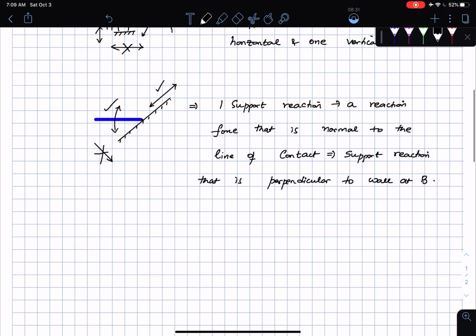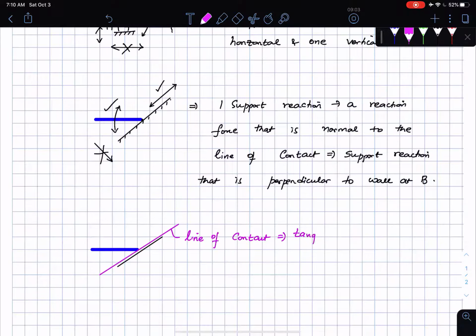Okay, let's say what is meant by line of contact. So let's say that I have some kind of this wall here, right? And then I have this little piece of the beam. I just draw it here. What is my line of contact? If I draw that line, I'm going to draw this in a different color. Okay, so this line here, which is passing through the contact point, is called as the line of contact. Okay, this is essentially tangent to the contact point, tangent at the contact. Okay, and so if I have a smooth support, the reaction force is going to be perpendicular to the line of contact.